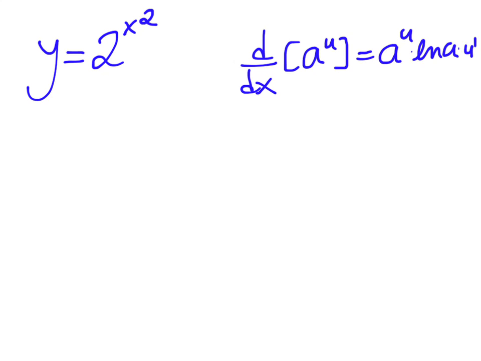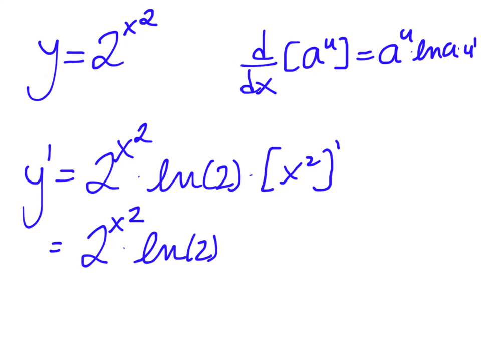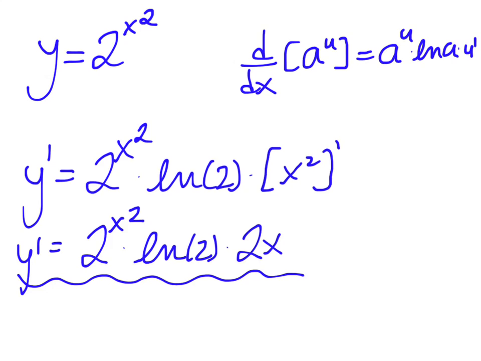So in our case, my u is x squared, so I end up with 2 to the x squared times ln of 2 times the derivative of x squared. So now I end up with 2 to the x squared ln of 2, and the derivative of x squared is 2x. I think I said 2 to the x squared, but anyway. Again, order may not be important, may be important to some teachers. They might have preferences, but I think this is perfectly fine. So that right there is the derivative of 2 to the x squared.